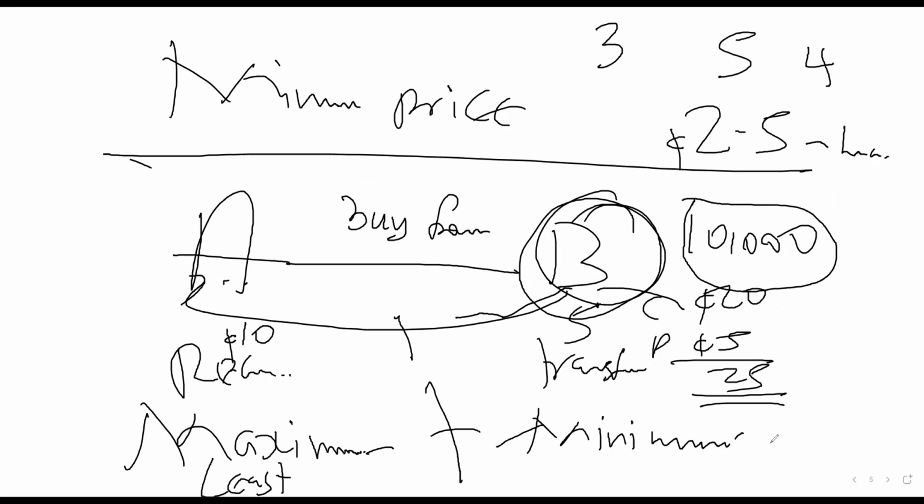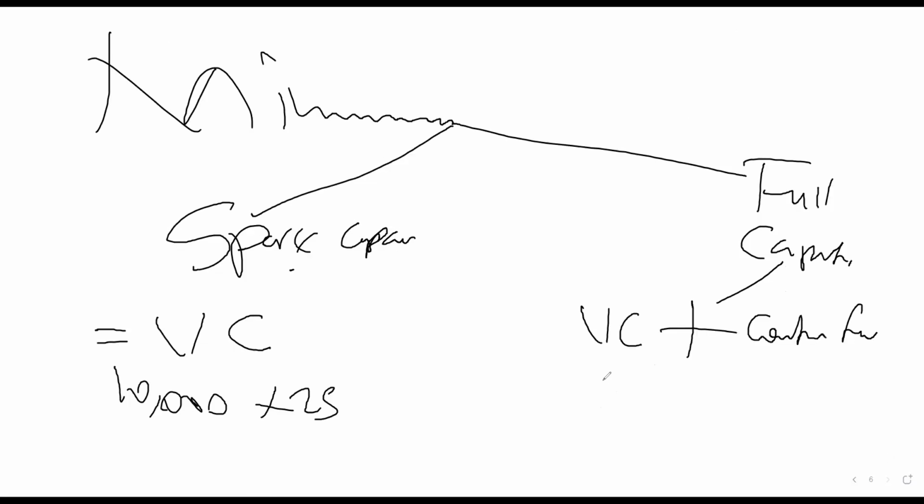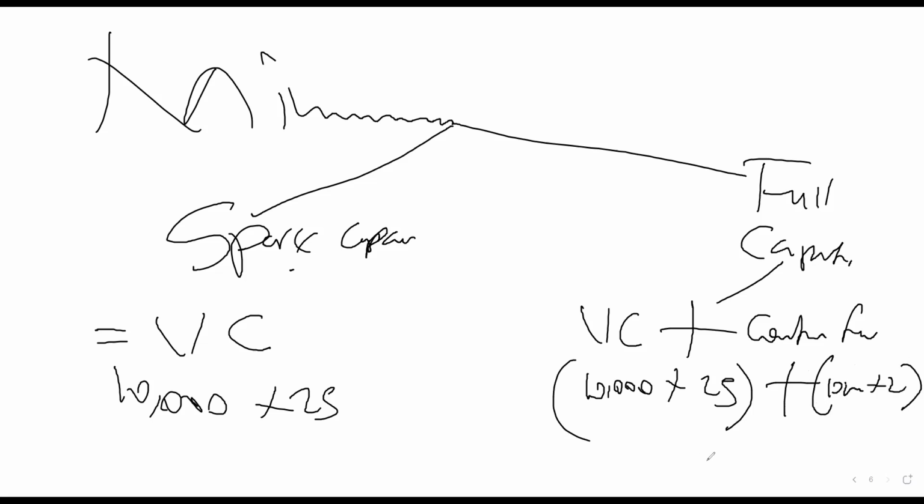Here, the variable cost will be 25 cedis. What if, because we are meeting internal sales, we are losing 2 cedis on each product we have to serve? So here it will be a total of 10,000 times 25, that's the variable cost, plus the contribution forgone, 10,000 times 2. And then that is all. I'm done with the minimum.